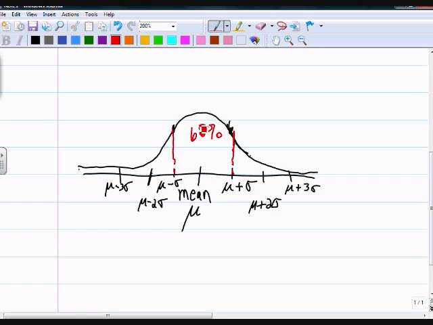Because I just get the numbers out of my calculator. Okay. Now, if I go out 2 standard deviations, I cover 68% plus some more. I get 95% of the area under this curve.